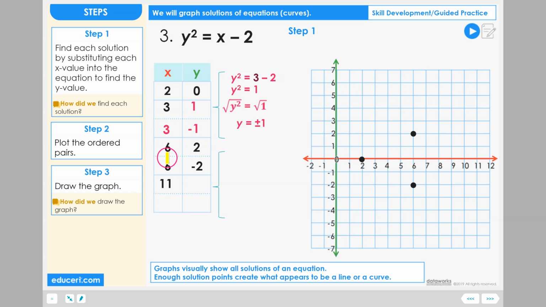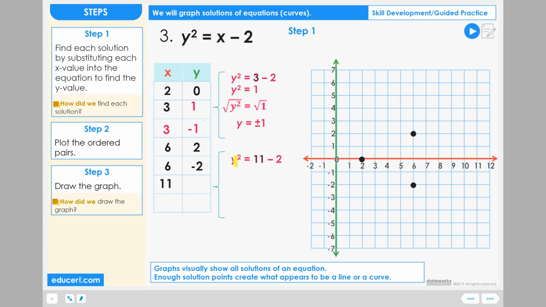And the next ordered pair already included in the table kind of shows that same idea going on. That when x equals 6, we would get both a positive 2 and a negative 2. So let's see what happens when x equals 11.